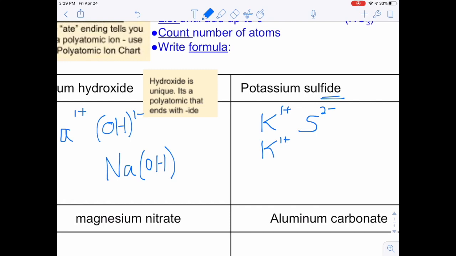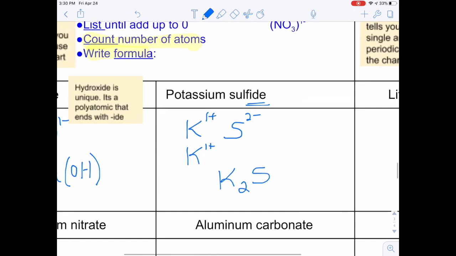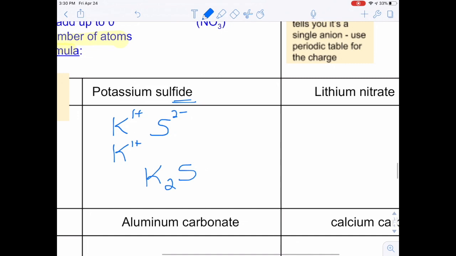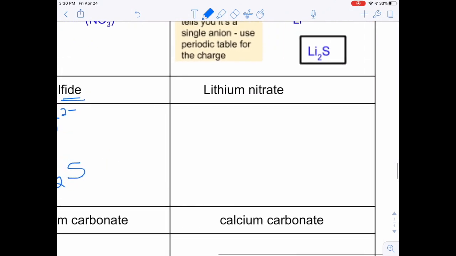So now I count the atoms and write the formula. So there are 2 K atoms here, K2, and only 1 S, K2S. That means it takes 2 potassium for every 1 sulfur to make everybody stable. That's the lowest ratio.